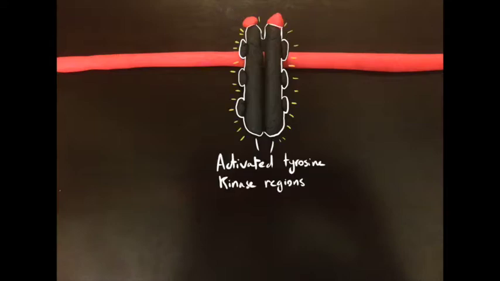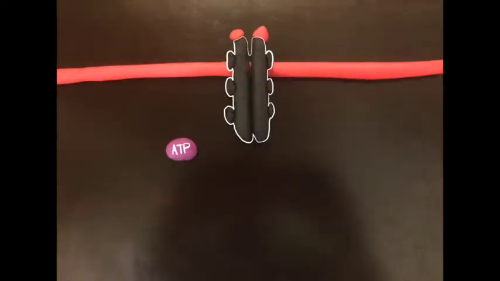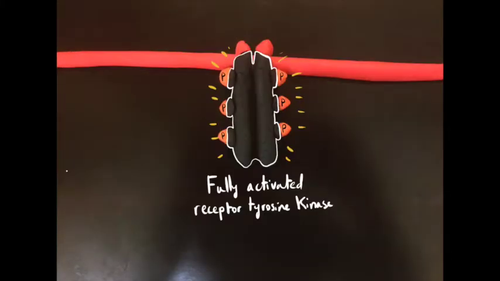The receptors are now activated as shown in this slide, and thus attract ATP molecules for the continuation of the process. The ATP molecule releases a phosphate to be attached to a tyrosine and turns into ADP. In this case, the process is repeated 6 times to create a fully activated tyrosine kinase receptor.